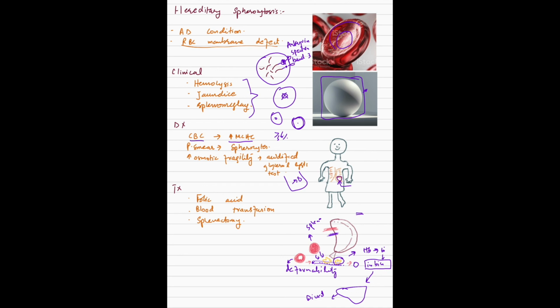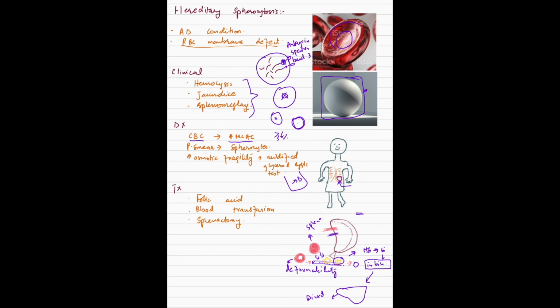And by the way, it is a form of anemia. Obviously, it is a normocytic anemia because it's hemolysis. And so, just a quick definition. It's important to know what anemia is. Anemia is basically a qualitative or quantitative decrease in the red blood cells, or a decrease in hemoglobin.